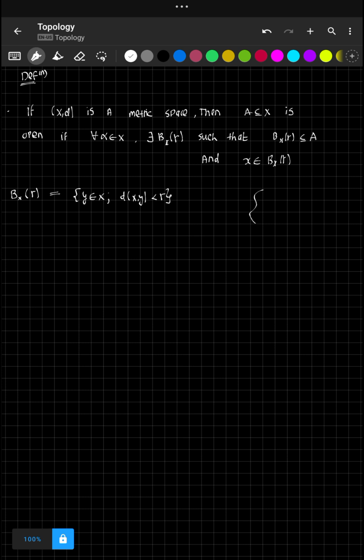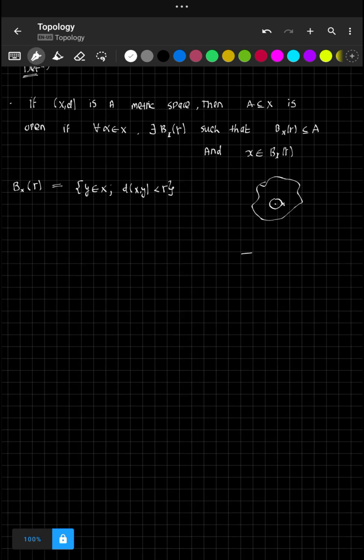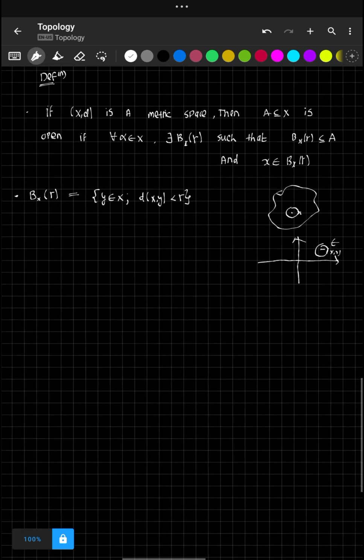So suppose you have a set X like this and a point x here, then an open ball would be just a sphere here in Rn, or say in R2, and you have a point here, say (x, y), then an open ball would just be a circle of radius epsilon or whatever you want.